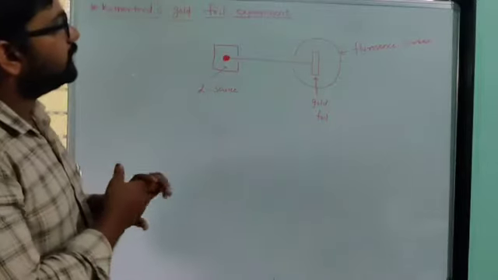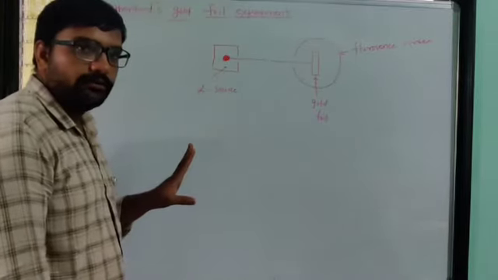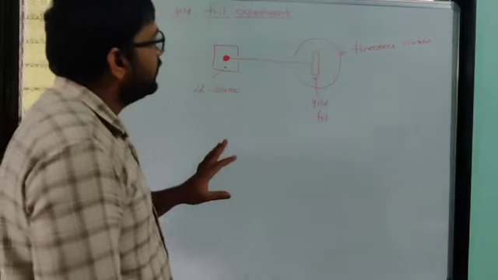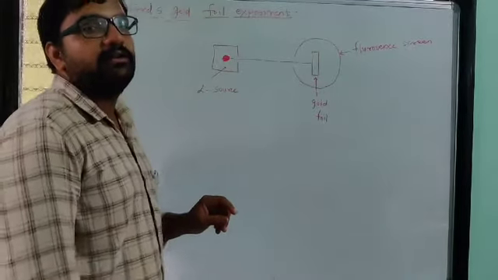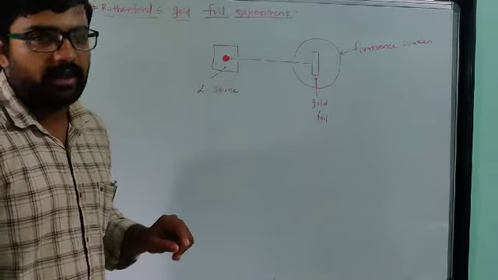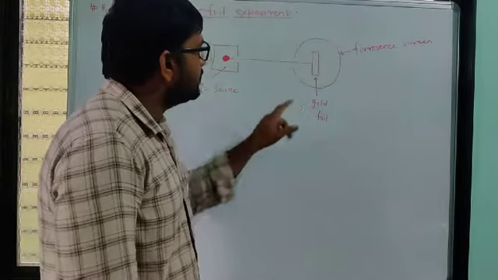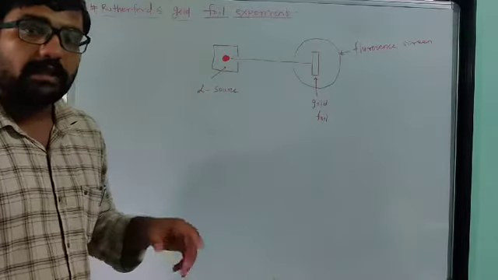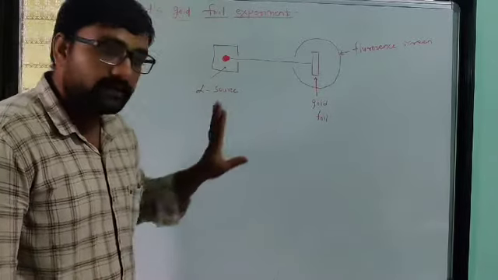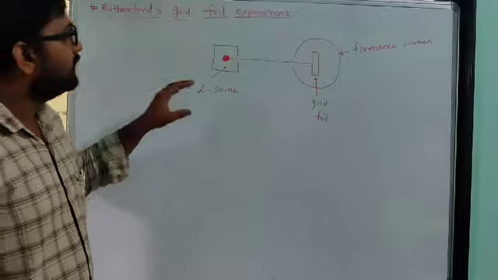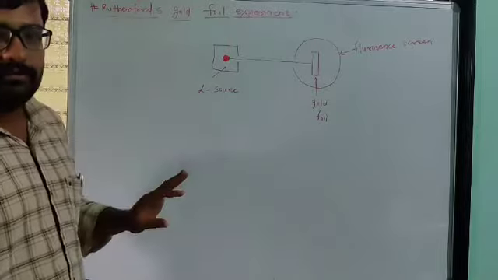Yesterday we discussed this experiment. For that we need one alpha particle source. Here we need one gold foil of very small thickness, about 10 raised to minus 4 mm, and one fluorescence screen, so we can capture the path of the alpha particles by using this screen. That much setup we need to study Rutherford's gold foil experiment.